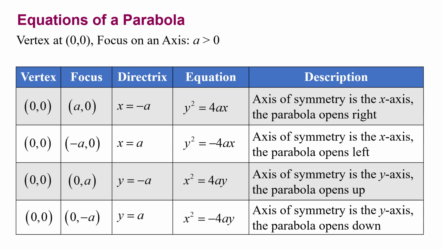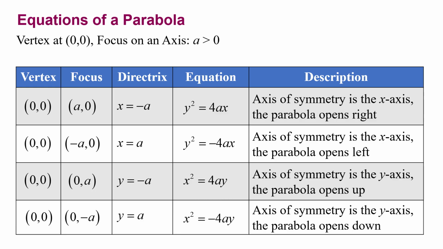The third equation is x squared equals 4ay. Now this focus lies on the positive y-axis at the point (0, a), and the directrix is the horizontal line y equals negative a. Now this parabola has an axis of symmetry that is the y-axis, and the parabola opens up. The last equation is x squared equals negative 4ay.